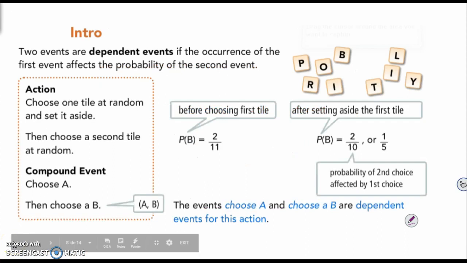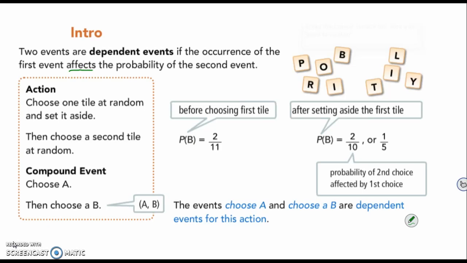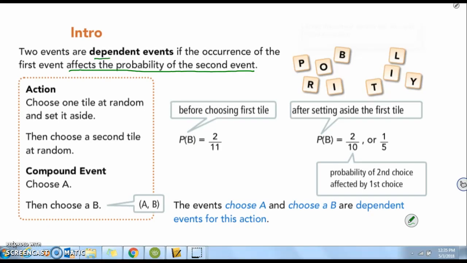2 events are dependent events if the occurrence of the first event affects the probability of the second event. So dependent events affect the probability of the second event. For example, choose 1 tile at random and set it aside. Since we are setting it aside, that means we have 1 less tile within our sample space. Then we're choosing a second tile at random.